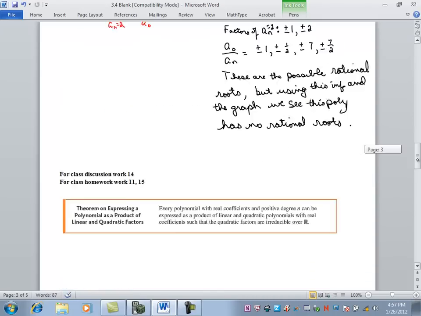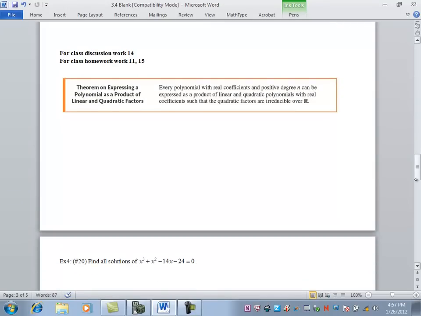And we'll take a look now at, well, for class discussion, look at 14, and then for homework, look at 11 and 15. Certainly, as always, if you have questions, bring those into class. We'll be glad to take a look at them.